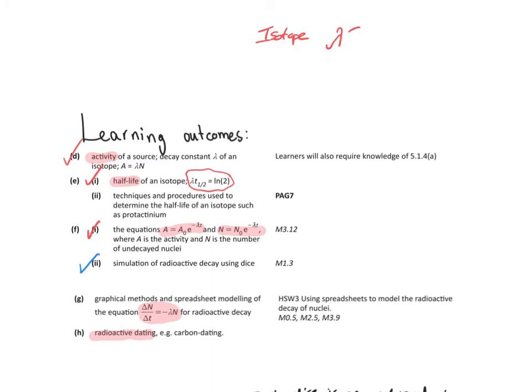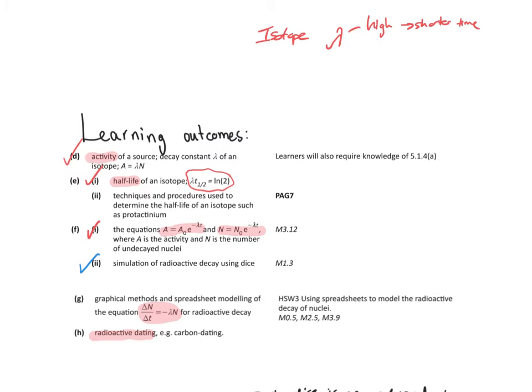Now, if it has a high decay constant, as we said, then it means that there is a high probability for a nucleus to decay. So it will take a shorter time for all the unstable nuclei to decay, and for activity to fall to zero.